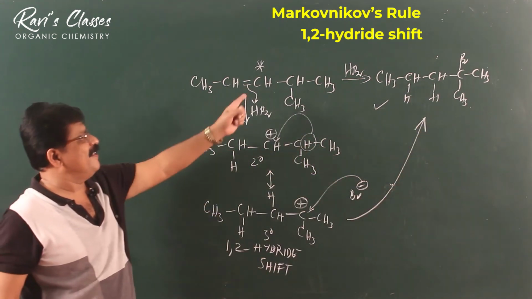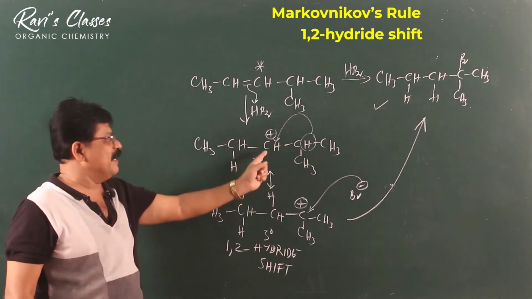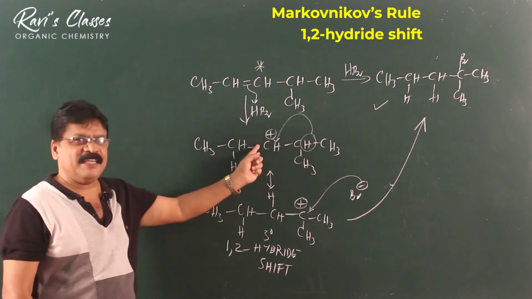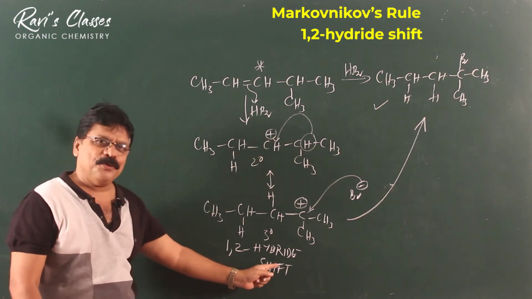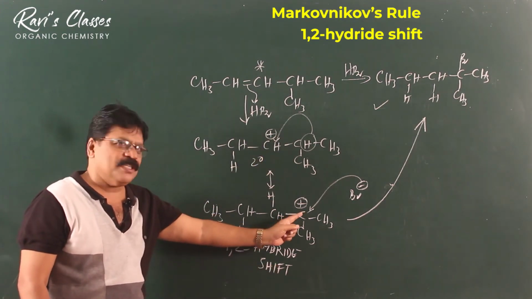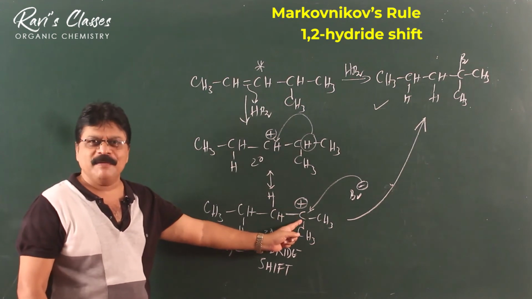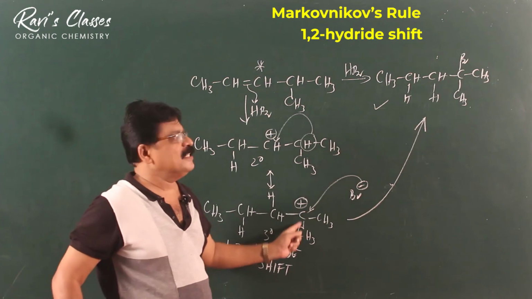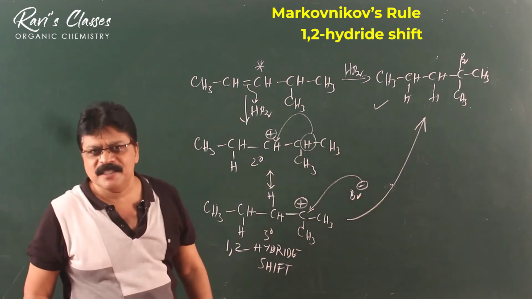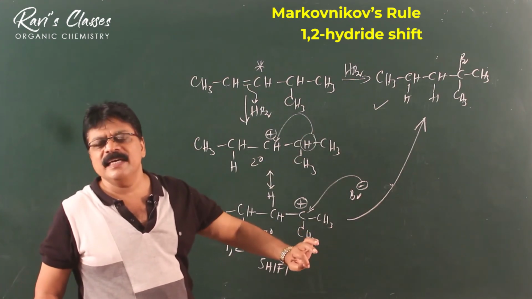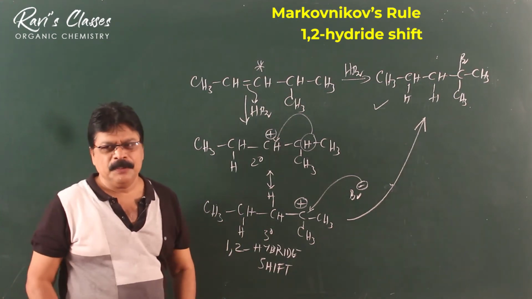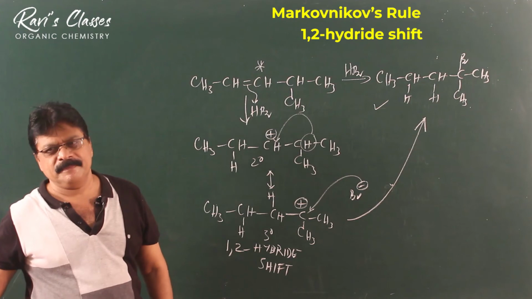So again I'll repeat. First, the carbon cation formed is this, as expected. Here a very interesting shift of hydrogen takes place. We refer to it as the 1,2 hydride shift. Why? Because it results in the formation of a more stable tertiary carbon cation. This tertiary carbon cation is then attacked by Br minus, resulting in the formation of the rearranged product. So such kind of examples will be there. Now 1,2 hydride shift. So this is a very interesting thing.